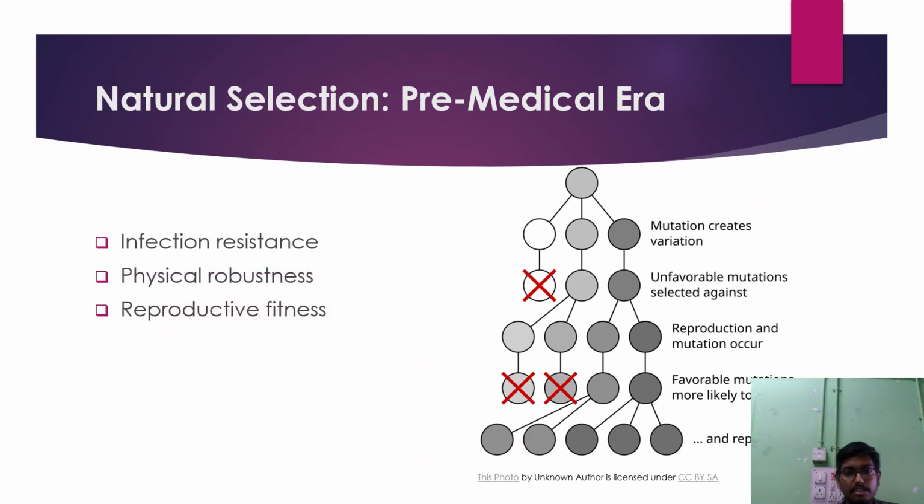Now, natural selection in the pre-medical era. Here I have given a picture. A mutation creates the variation, but the unfavorable mutation is not selected by nature. So those which are selected in the process, they reproduce, and then again mutation occurs, and the unselected will become extinct, and only the selected generations, selected species will evolve.